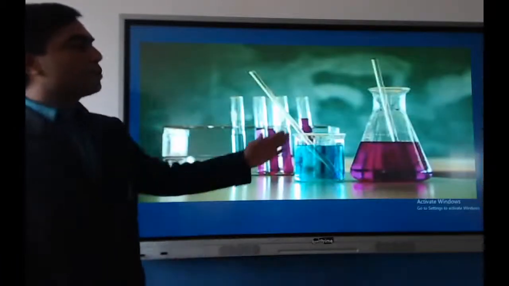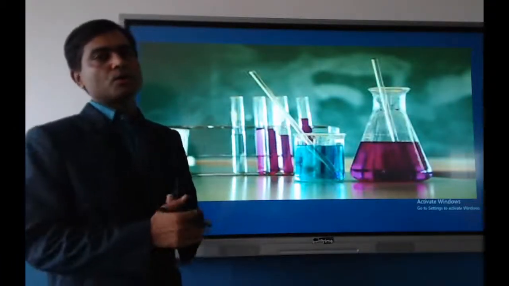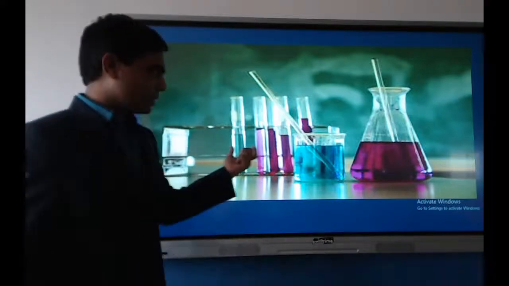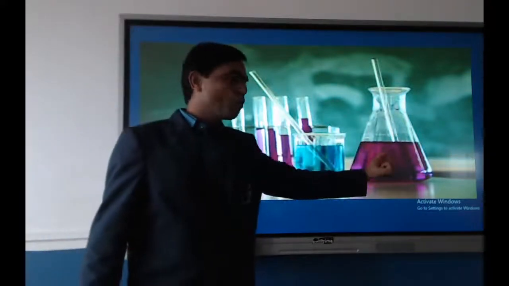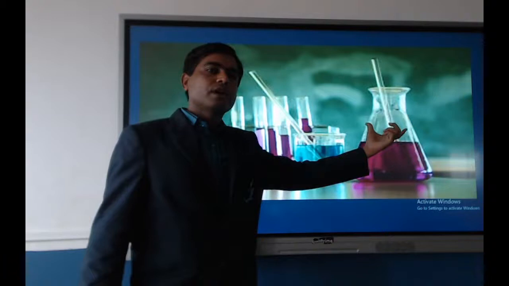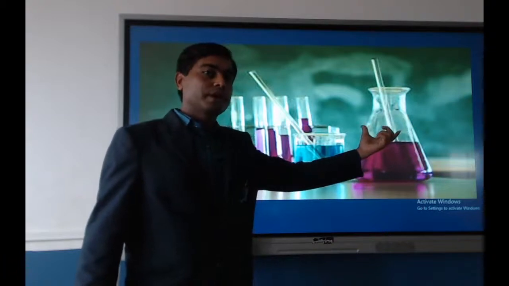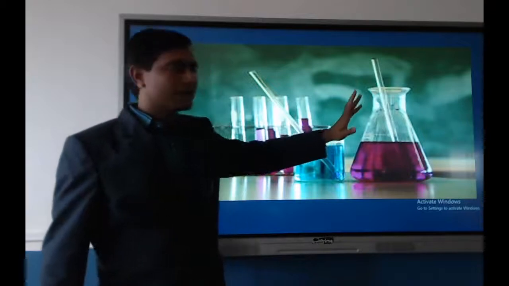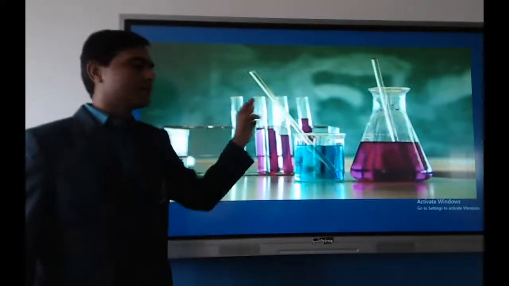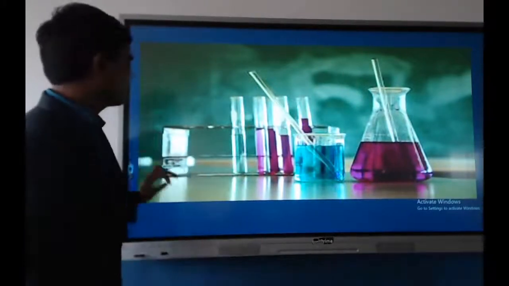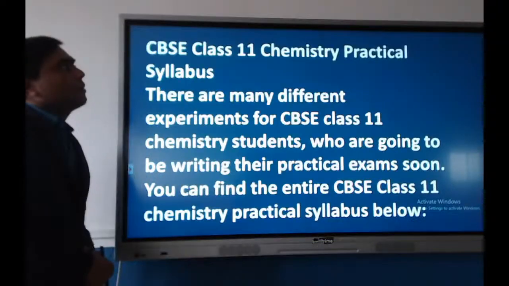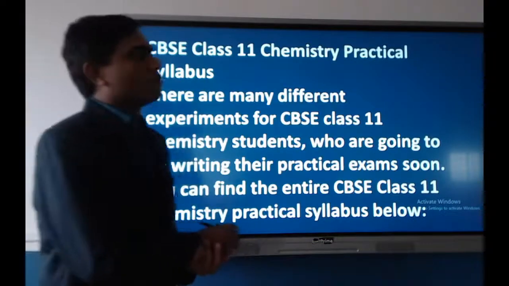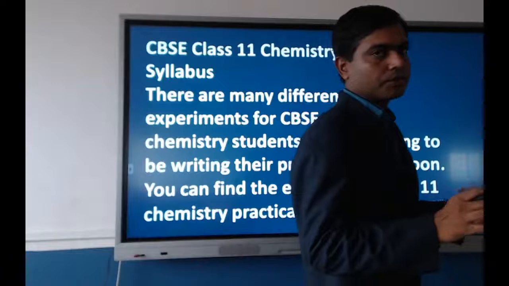Now when you come to the chemistry practicals, as I told you, 30 marks, I have just made the images. This is called a conical flask. Here the conical flask is used for volumetric analysis. The small thin pipe you are seeing is called a glass rod, and these are the test tubes which you are using for the practicals. So now, according to the CBSE board, what is there for the practical?